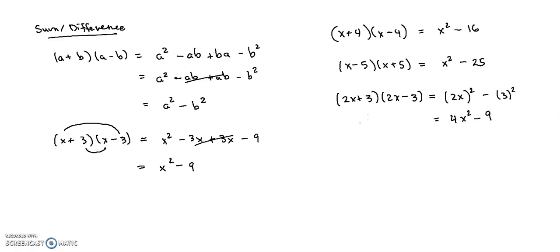Okay, so look for those sum or difference factors, and they come out like this. And if you ever forget, you can always multiply out like we did over here. But sum and difference is always going to give you difference of two squares.